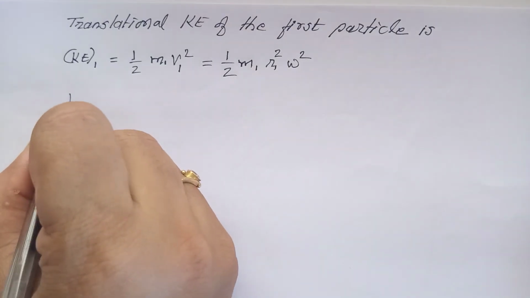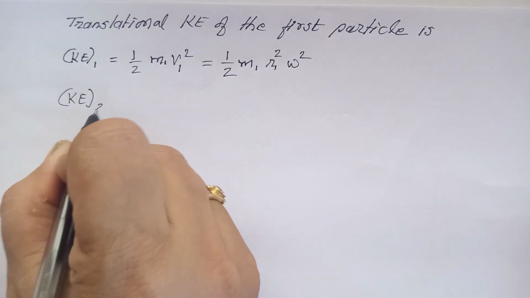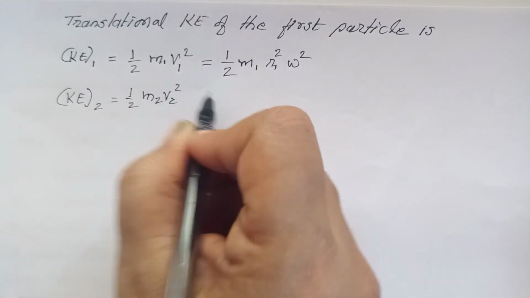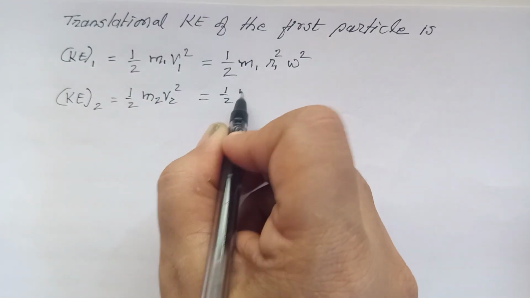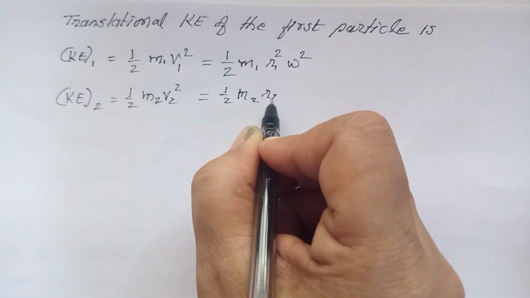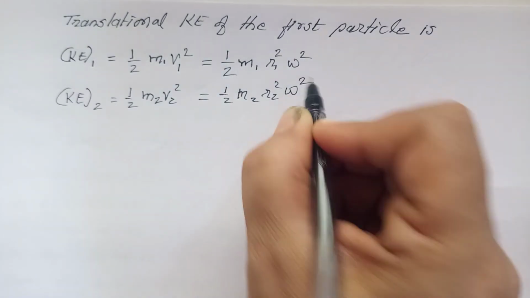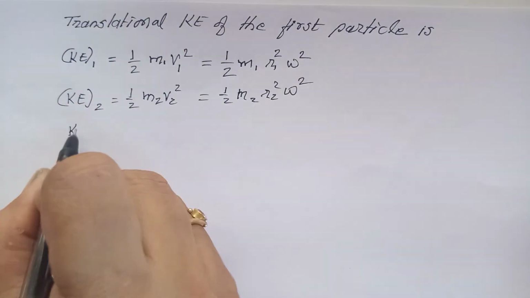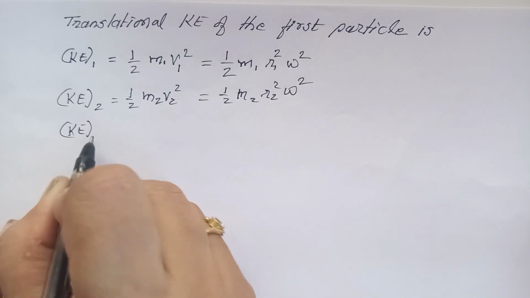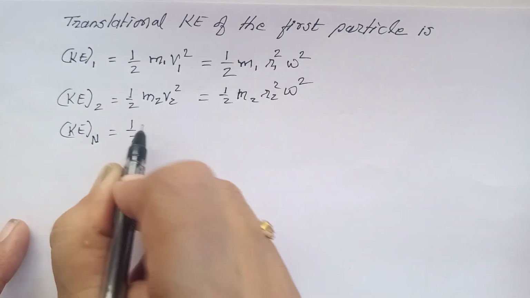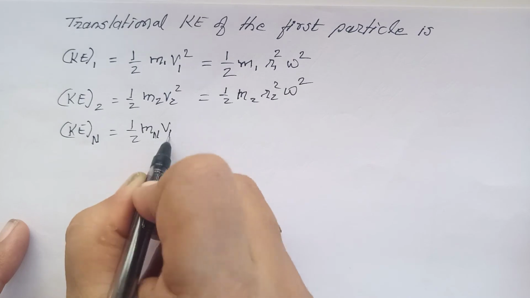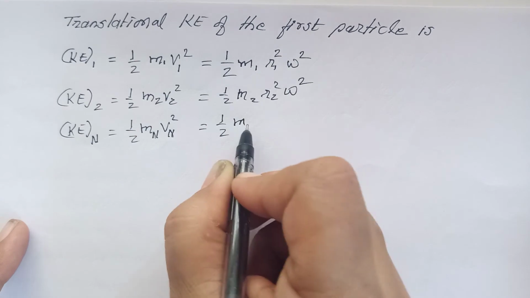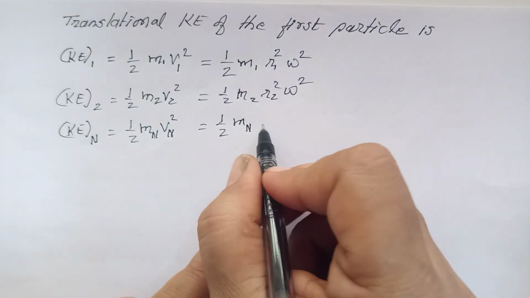Similarly, by using the same logic, the kinetic energy of the second particle is half m2 v2 square, which is equal to half m2 r2 square omega square. In each term the omega is constant. Similarly, we can write the kinetic energy for the nth particle, half mn vn square. Again we put in the value of vn, which gives half mn rn square omega square.